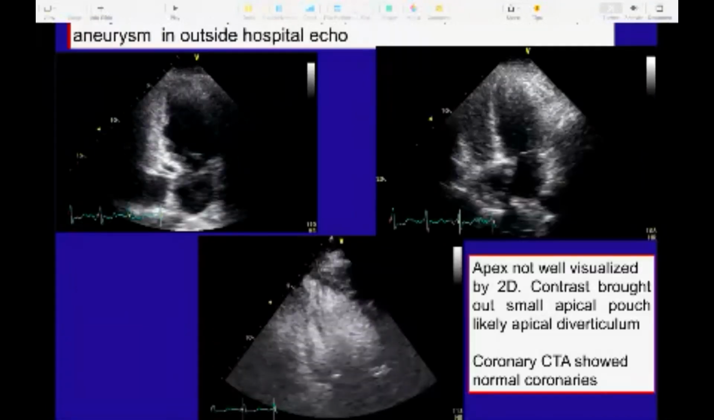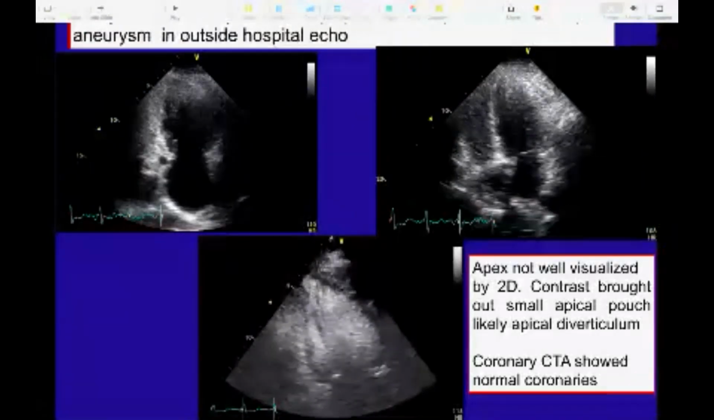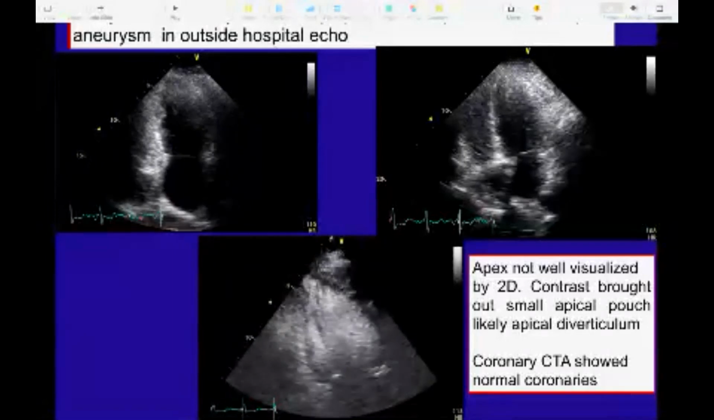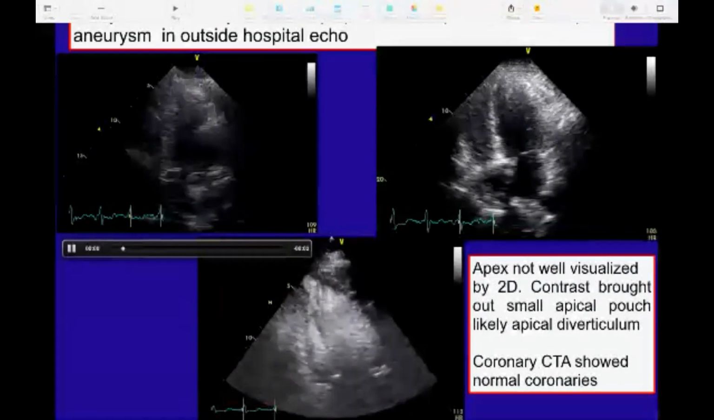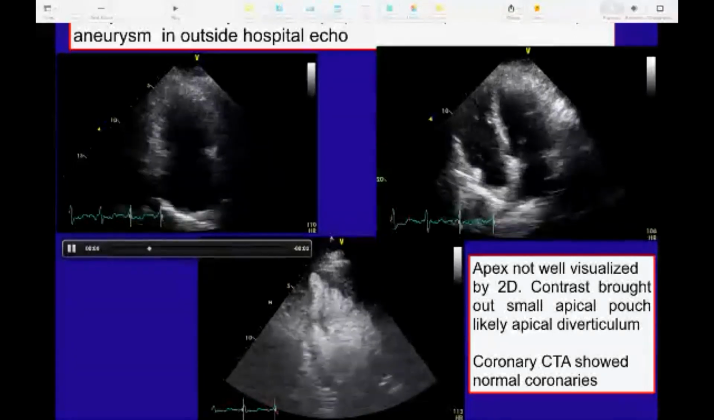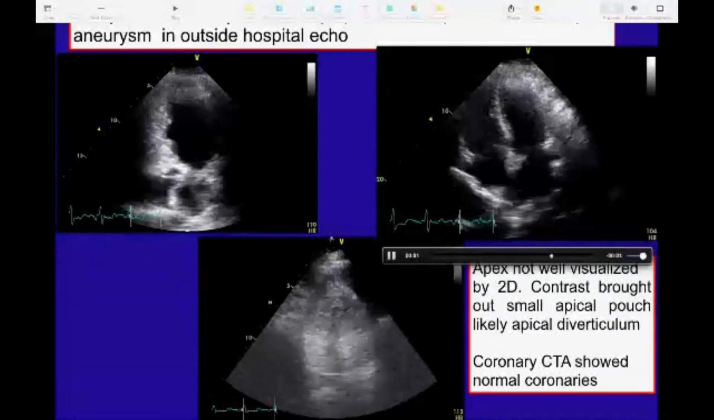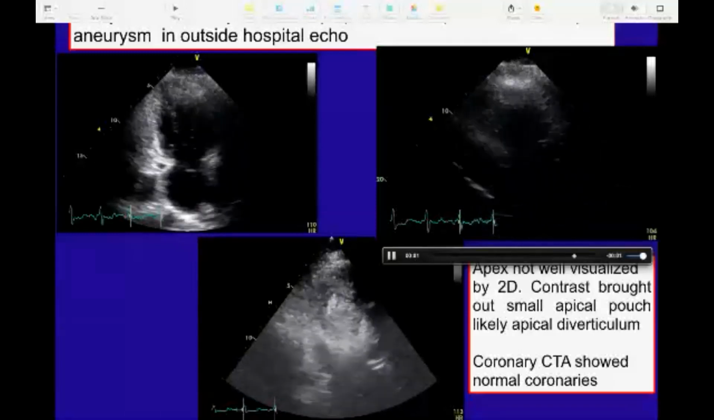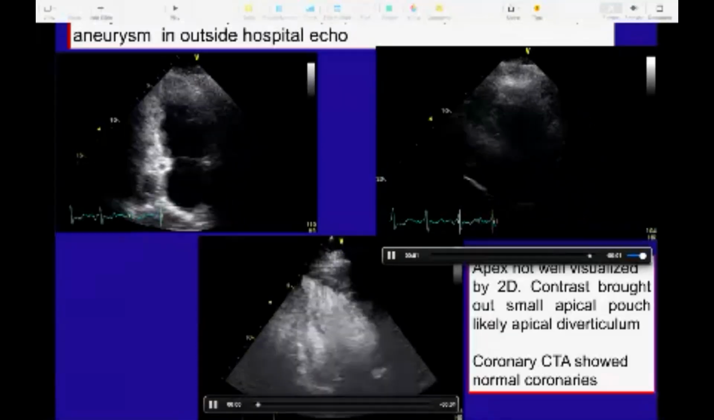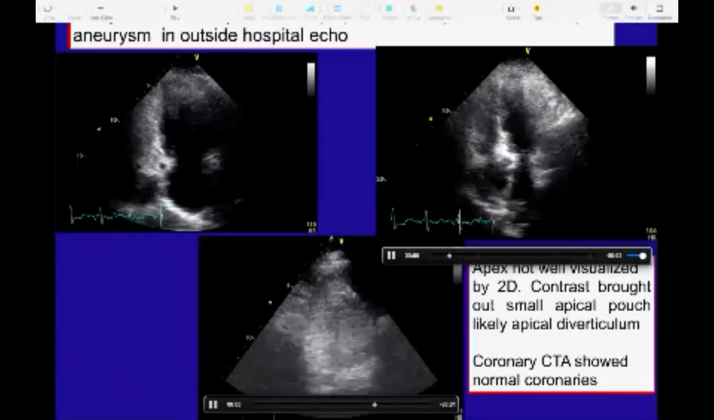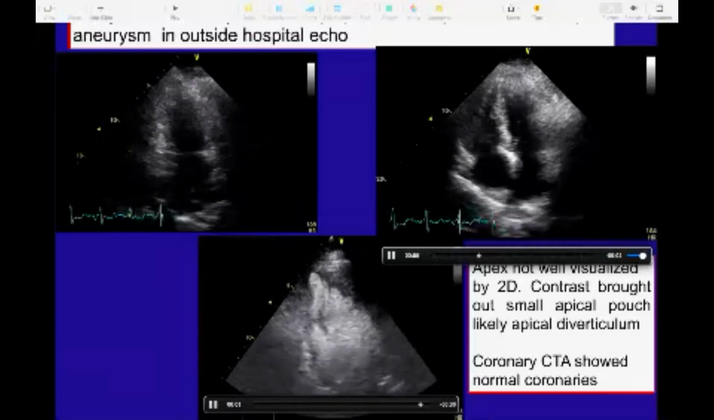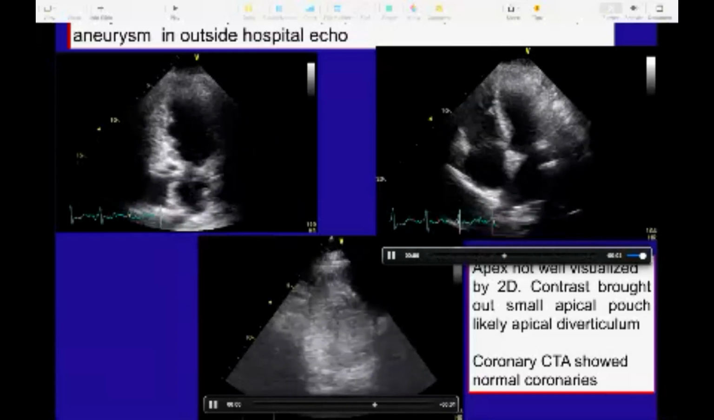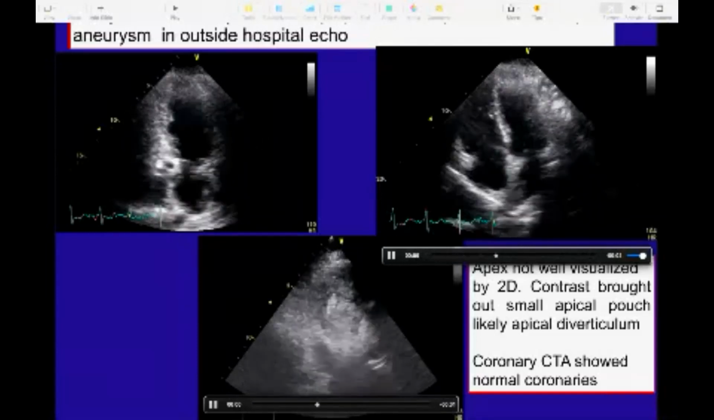Here is a 55-year-old healthy male with palpitations suspected to have an apical aneurysm in an outside hospital. So he was brought for evaluation, and again, a very challenging echocardiogram. You can see the right ventricle is okay, but the LV apex is not well seen. However, when you give contrast, you actually see a focal outpouching of the left ventricle. And so this was mistaken as a left ventricular aneurysm, but it is actually an LV apical diverticulum.